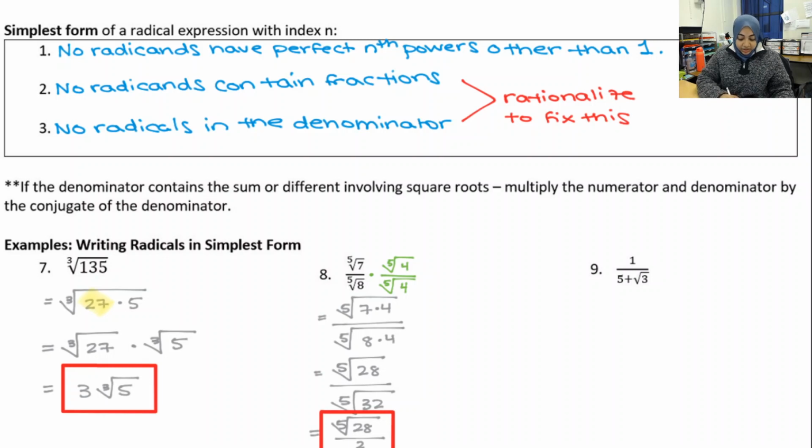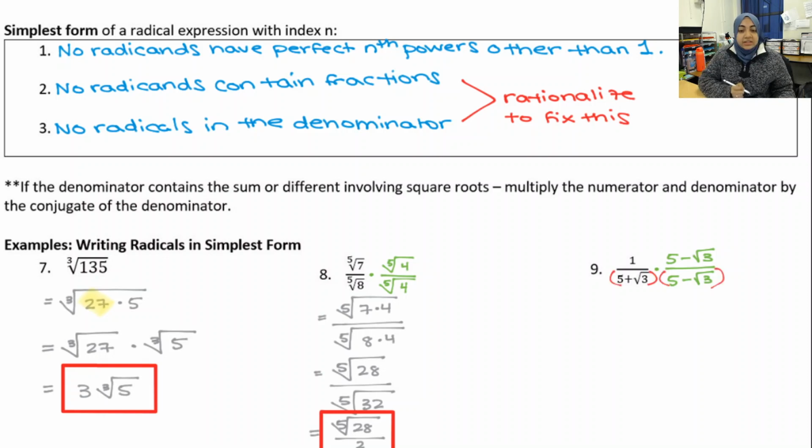All right, the next one. This one right here, notice that this follows this pattern right here: sum or difference involving square roots. Notice I have a sum with a square root in the denominator. So I want to multiply the numerator and the denominator by the conjugate. If you don't remember what the conjugate is, it's really straightforward actually. 5 plus the square root of 3 has a conjugate of 5 minus the square root of 3. So I'm going to do that in the numerator and the denominator. And you're like, why would I do that? Well, what have we just created?